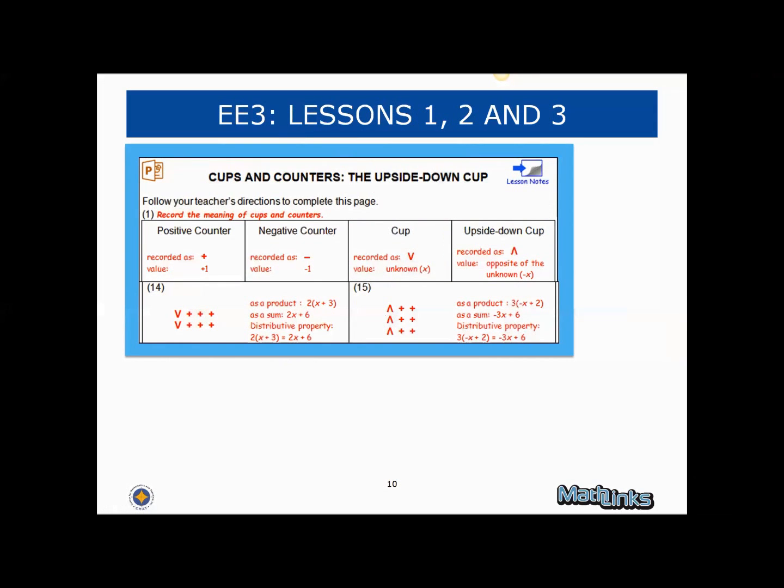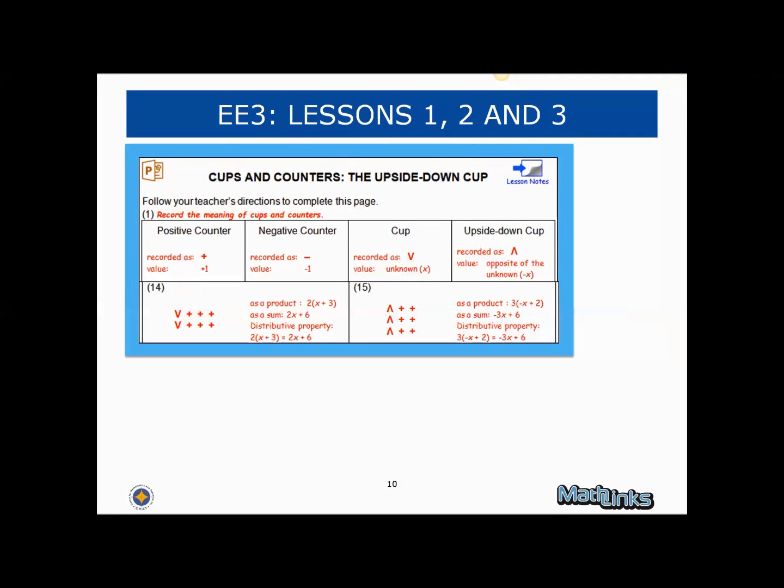In Packet 3, students move from building and drawing expressions and equations to formal algebra. It includes 6th, 7th, and 8th grade standards. In Lesson 1, students simplify expressions using both sketches and symbolic notation.